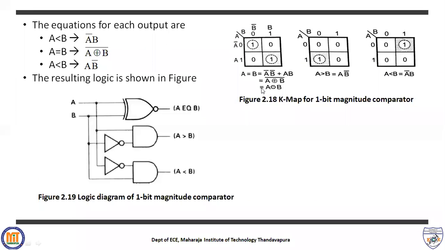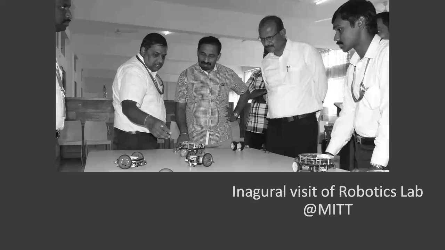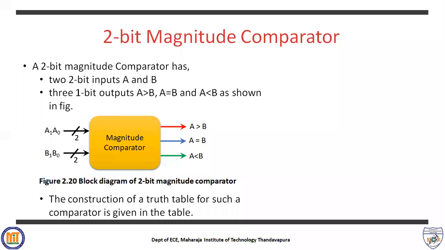Okay, so the next one we have is to discuss the 2-bit comparator. So when it is a 2-bit magnitude comparator, in the last case we considered 1 bit, that is A is a single bit and B is also a single bit. But now we will be considering 2 bits of A value and 2 bits of B value. So that's why it is called a 2-bit magnitude comparator.